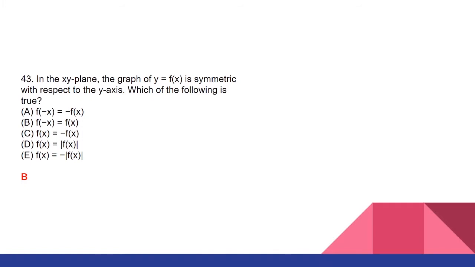The answer to this is B. f of negative x equals f of x. So with this, it's really about knowing transformations and the way functions work, and really knowing symmetry. These types of questions get a little tricky, but there's a trick to actually solve them.